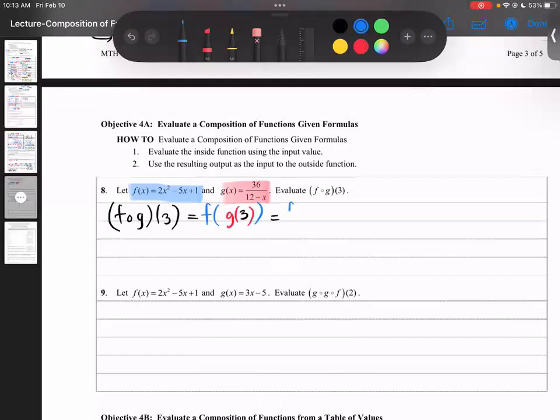Same thing, you do one step at a time. So let's write the outside function so we don't forget. What is g of 3? Very good, I'm glad you said it out loud. It helped, really. So 36 over 12 minus 3. Everybody know how to do that? 4. So g of 3 is 4. And now you're going to plug in that 4 for f.